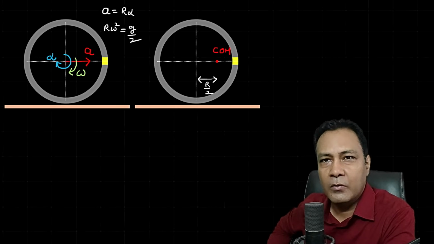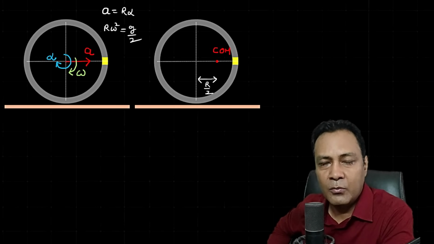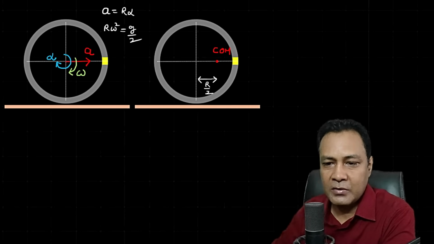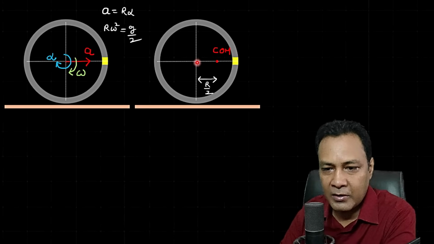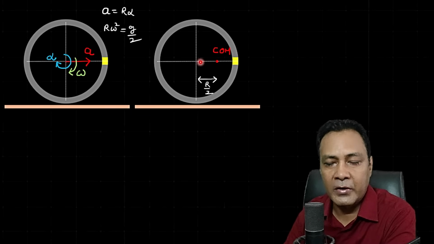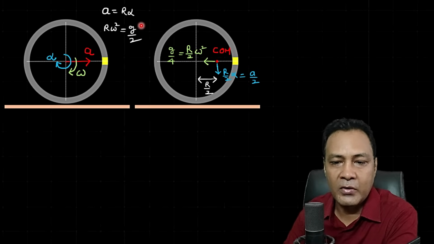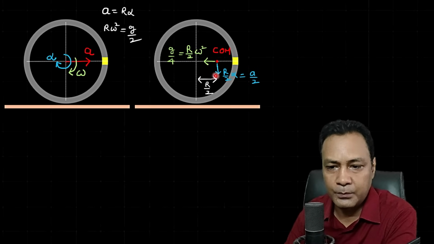So we want to apply torque about the center of mass, so first we have to find the acceleration of the center of mass. The center of mass is exactly in between the center of the ring and this mass. With respect to the center of the ring, it will have an acceleration (r/2)ω², and since rω² is g/2, that is actually g/4.